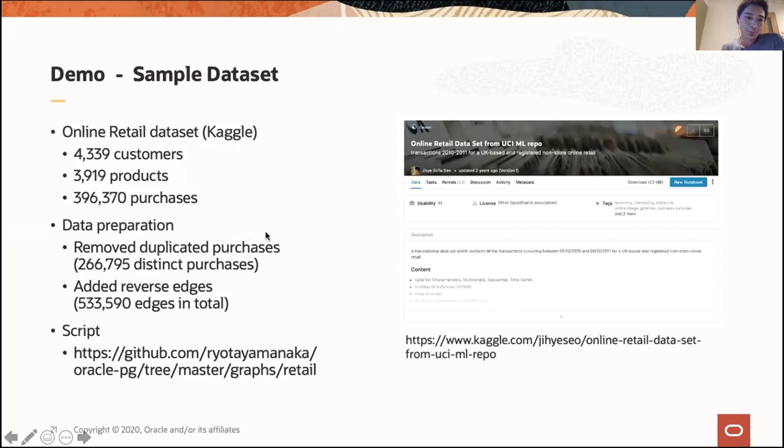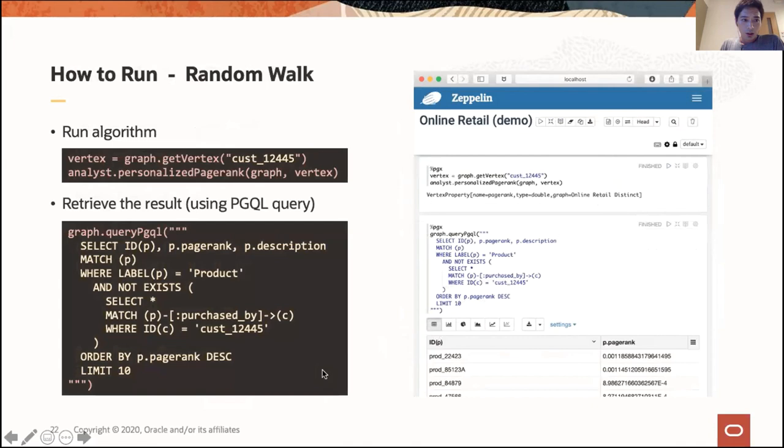And for running the PageRank algorithm, we need to add reverse edges, not only from customer to product, but we need the edge from product to customer. That's why. All the scripts are on my GitHub. So if you are interested, just visit here. For running algorithms, you can write the scripts in Groovy or in a Zeppelin notebook. We plan to support Python from the next release.